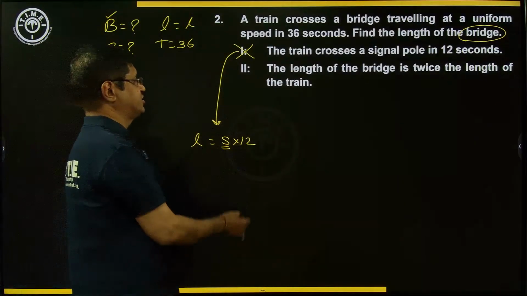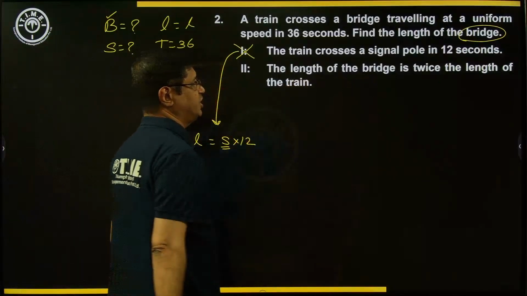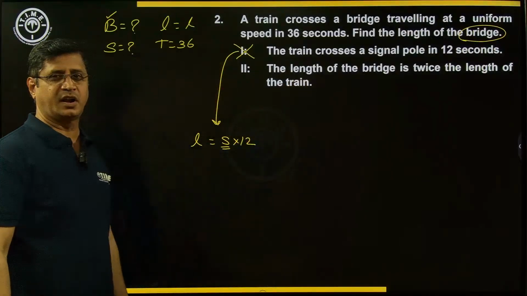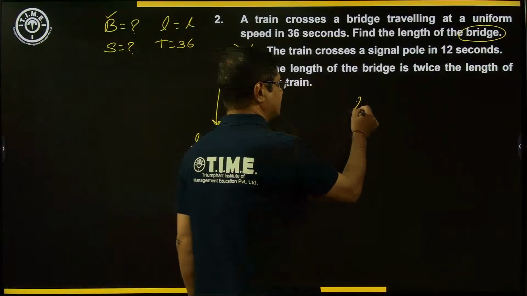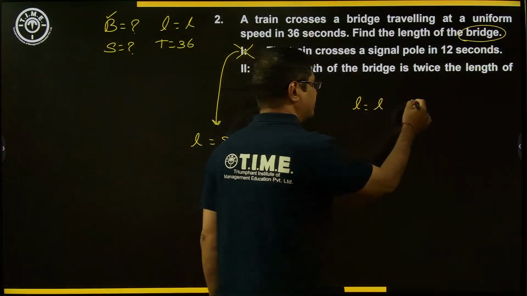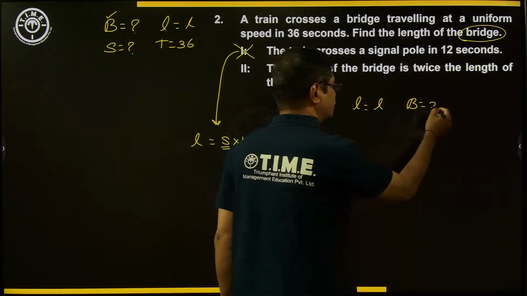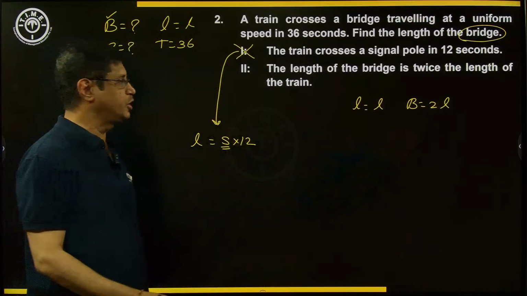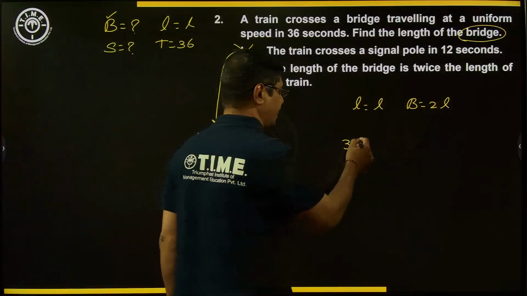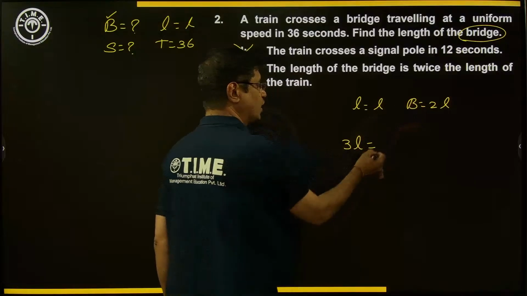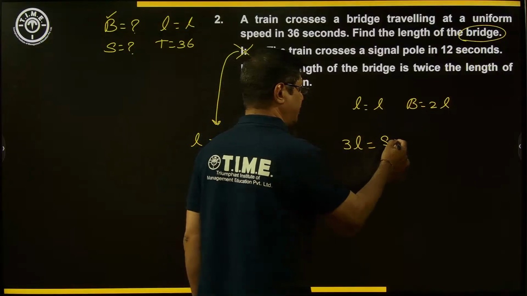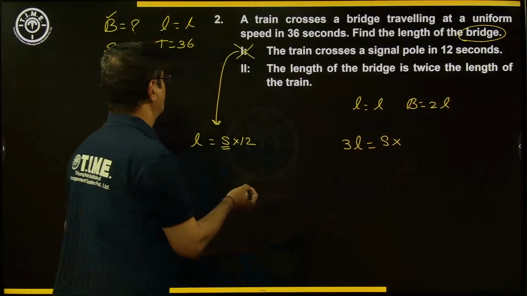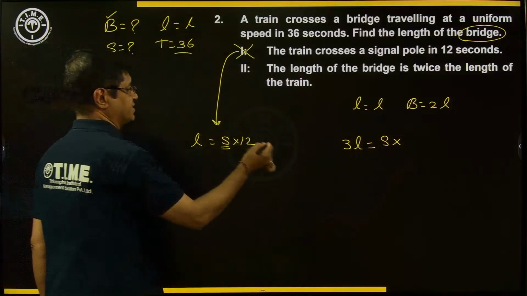Right. Look at the second statement. The length of the bridge is twice the length of the train. When the length of the train is L, the length of the bridge is twice, meaning 2L. Now when the train is crossing the bridge, what is the distance? 3L, L plus 2L. Speed of the train into time, and it is crossing in 36 seconds.